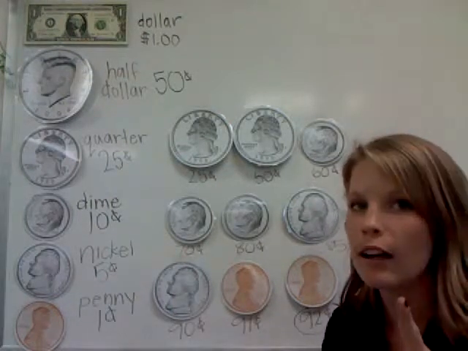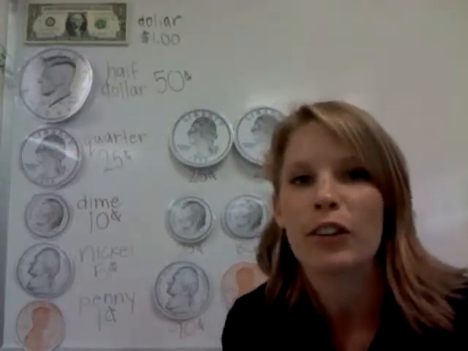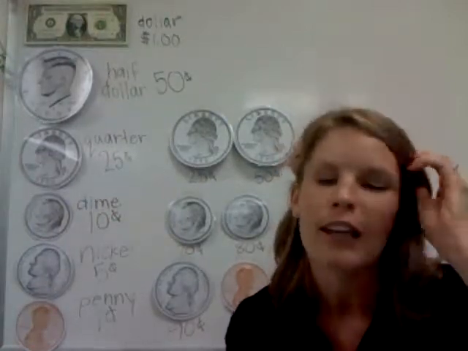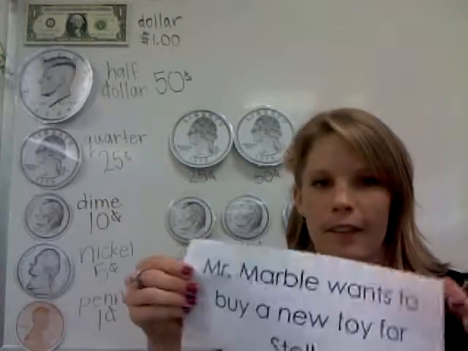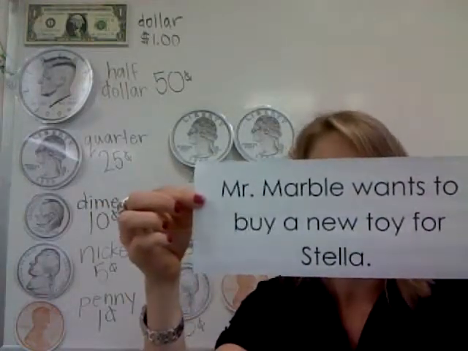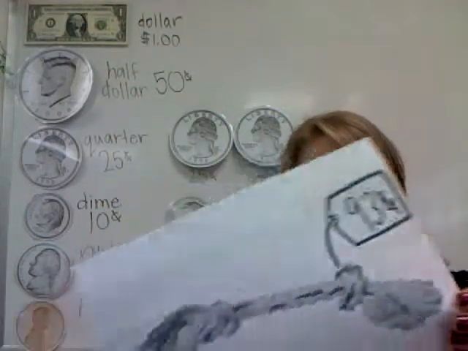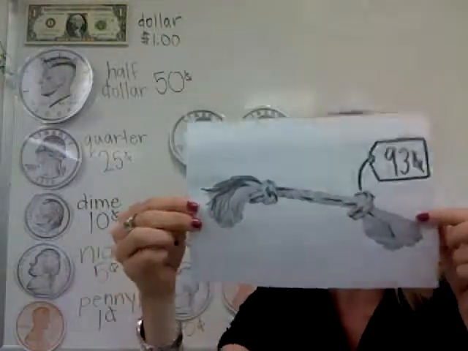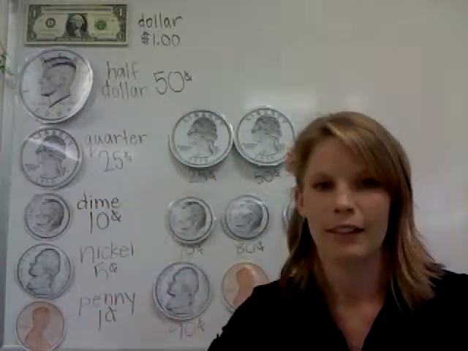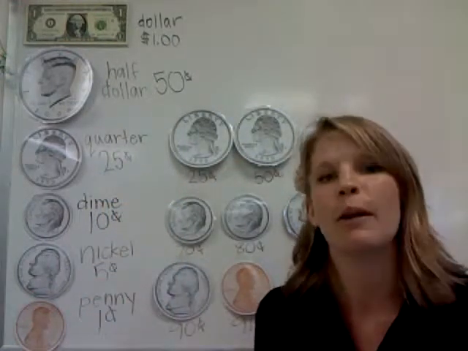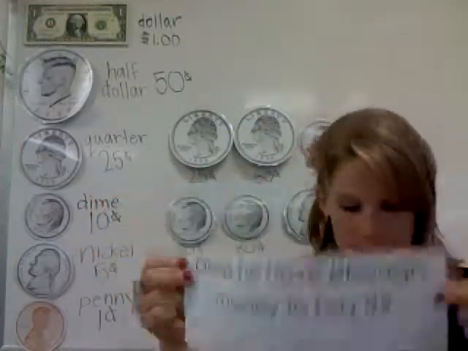But before I go, I have a challenge question. If you watch this video and you can answer the challenge question, you can come and tell me, and I might give you a little prize. So here's our question. Mr. Marble wants to buy a new toy for Stella. Here's the toy. You think Stella would like that? I think she would. I'm going to put some money up on the board, and you need to tell me, does he have enough money to buy it?